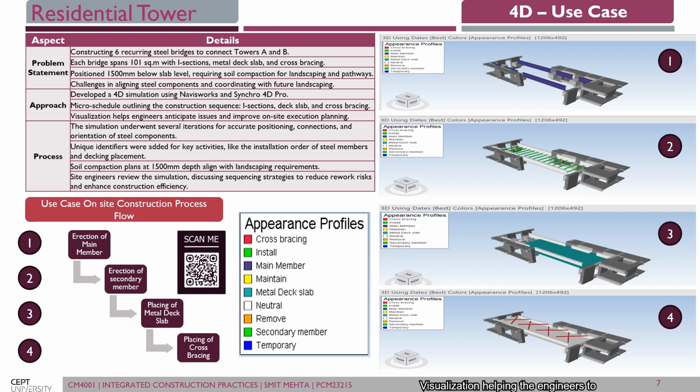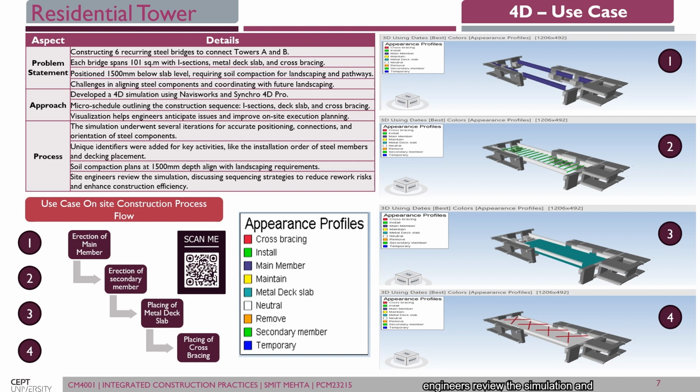Visualization helps the engineers anticipate issues and improve the on-site execution planning. The process we followed was that the simulation underwent several iterations for accurate positioning and orientation of steel components. Unique identifiers were added to key activities like installation order, steel members, and decking placement. Soil compaction plans at 1500 mm depth aligned with the landscaping requirements.